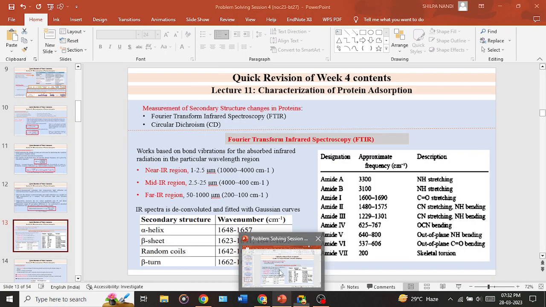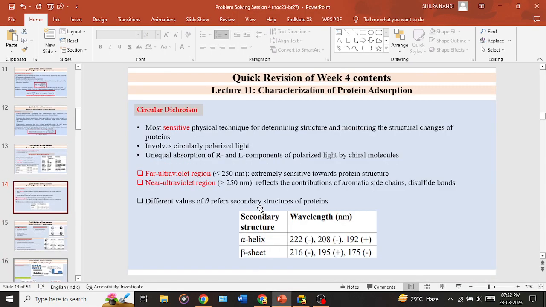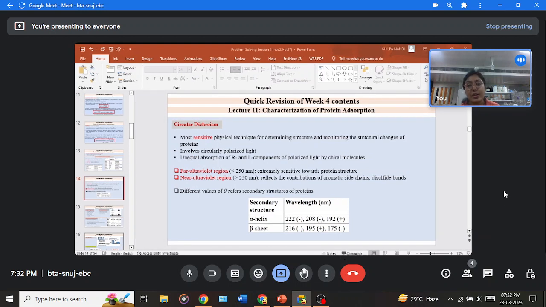So let's move on. CD, that is circular dichroism. This is one of the most sensitive physical techniques for determination of structure, as well as monitoring the structural change of the proteins. In this case, it involves circularly polarized light. So unequal absorption of the R and the L components of the polarized light by chiral molecules is measured, and this also falls into two regions, that is far UV region and the near UV region. Far UV region is less than 250 nanometer and near UV region is greater than 250 nanometer.